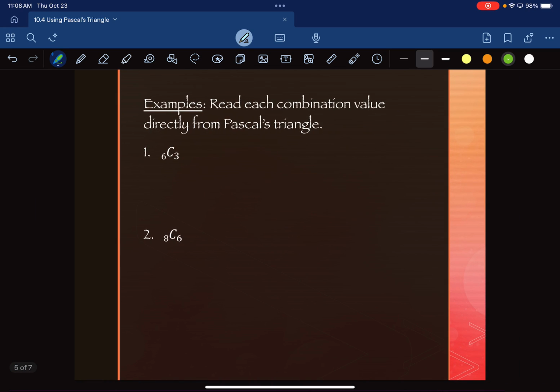So let's take a look at how this works with a couple of examples. We've got 6C3. So let's write down what this tells us to do. What row am I on? I'm on row 6. And what position am I in?